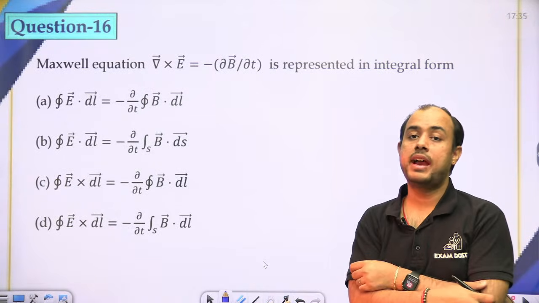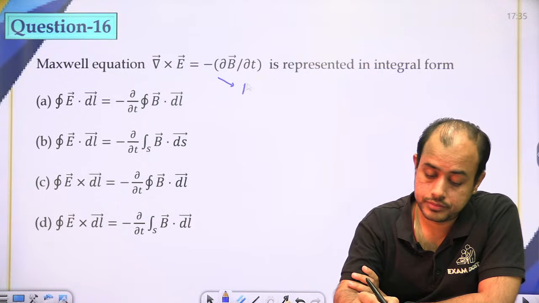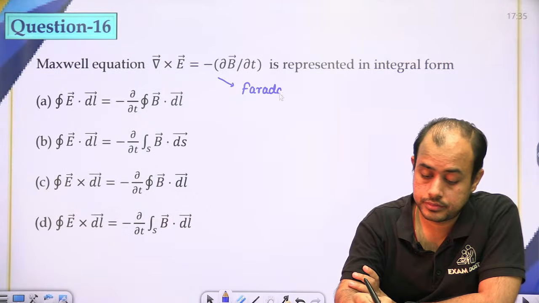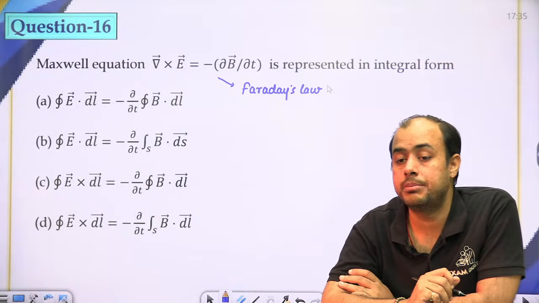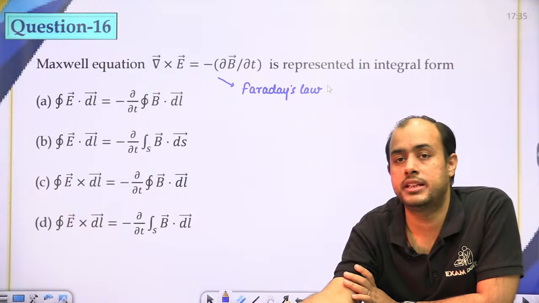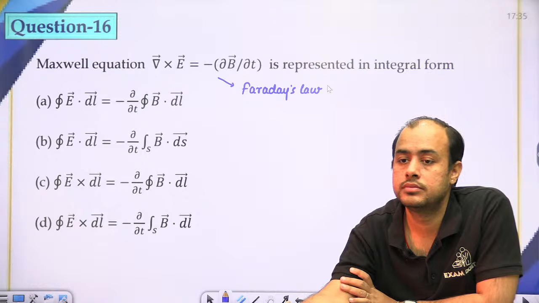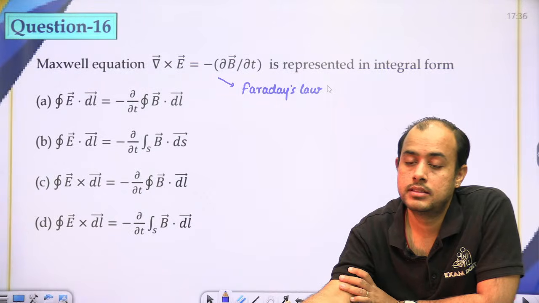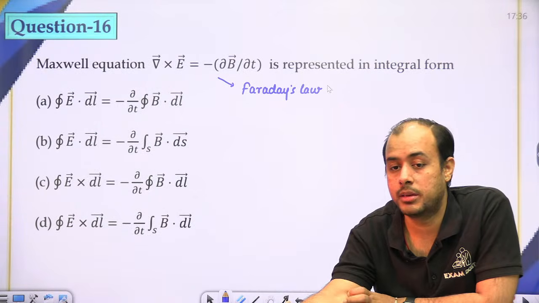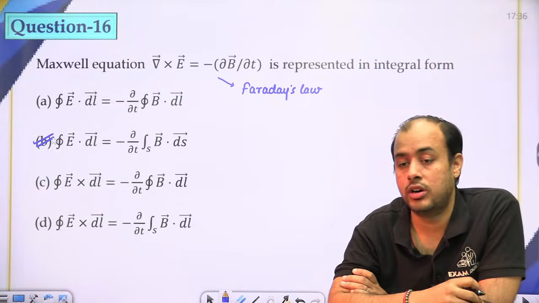Now, what is the Maxwell equation in the integral form? This is Faraday's law. What will this become in the integral form? Come on, everybody, how will it look in integral form? Aslam bhai, I already answered your doubt. Okay, very good. Sajal bhai, if your RRB got cleared. Yes, this is Faraday's law, so the answer will be B.